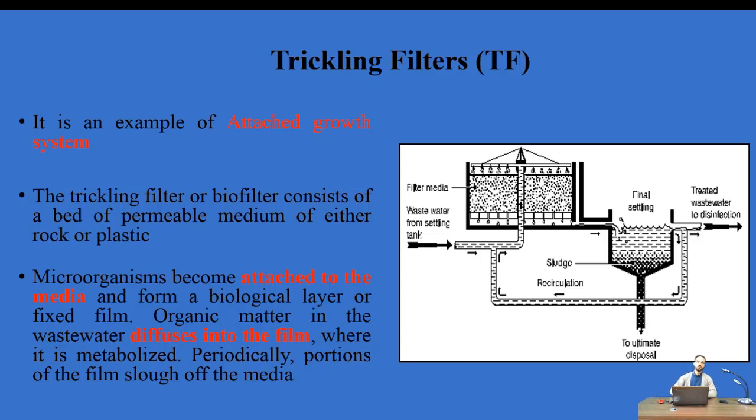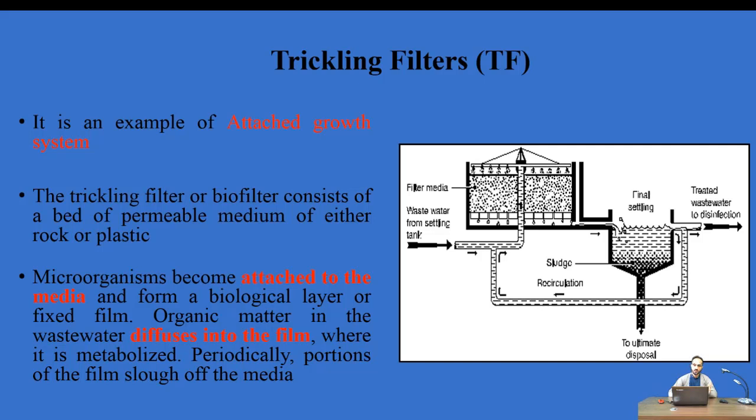Another kind of wastewater technology is called the trickling filter. The trickling filter is also a reactor using an attached growth system for treating wastewater, whereby microorganisms grow and attach to the inert media. This inert media may be plastic, could be rock, or could be another supporting material.